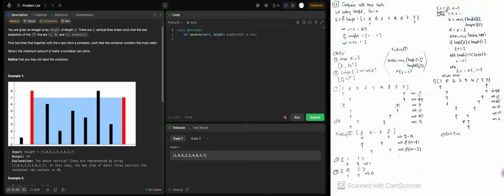Does this make sense to you? I'm pretty good about this. May I proceed to coding? Thank you. Let's proceed to coding. And here I'm gonna use two indices, which are left and right. Then this would be 0 and n minus 1. Then I'm gonna do while left is less than right.